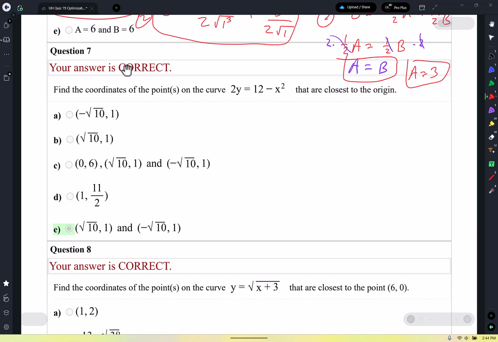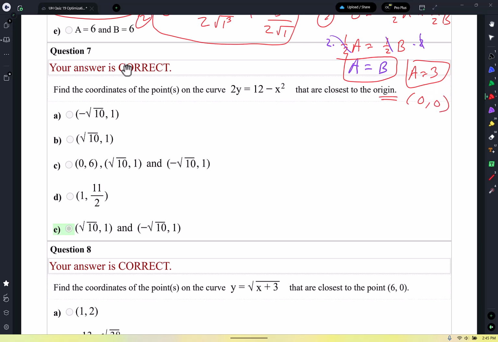If you're a robot, you might see there's 2 options. Let's do it first so you can see what some of you might pick if you're a robot. It says, find the coordinates of the points on the curve that are closest to the origin. Everyone knows that the origin means (0, 0), right? So put it in there.